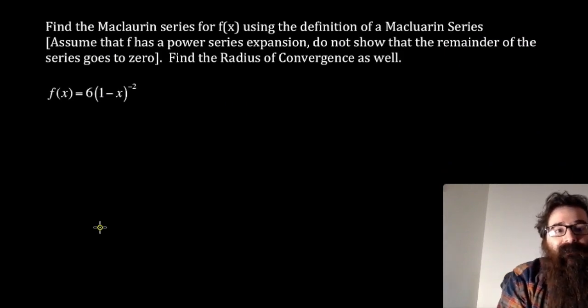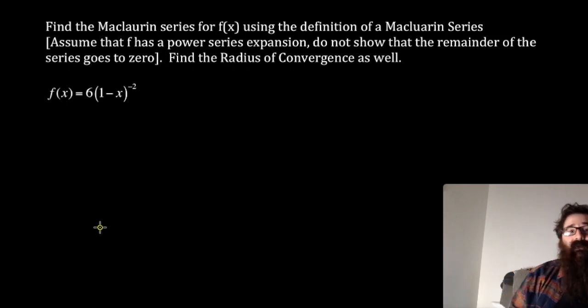So here I want to find the Maclaurin series for f of x using the definition of a Maclaurin series. We're going to assume that f has a power series expansion. We're not going to worry about showing that the remainder of the series goes to 0, the Taylor remainder. And I also have this follow-up to find the radius of convergence as well. We're not going to do that together. However, I do encourage you to find the radius of convergence. Remember how we do that? We would use the ratio test.